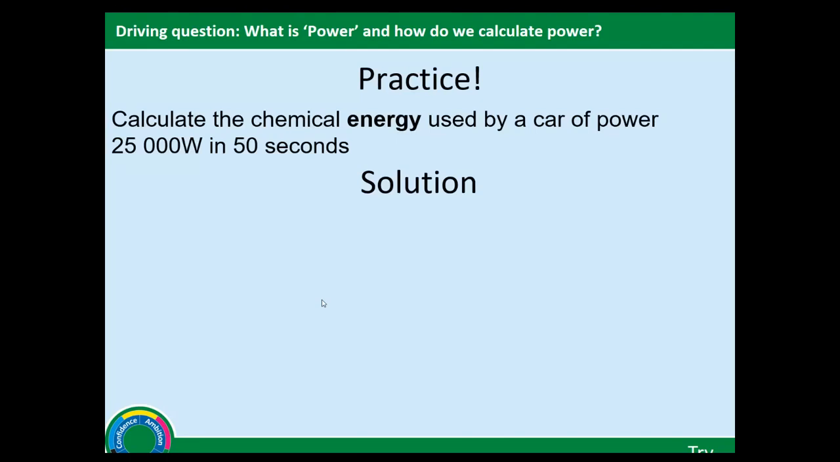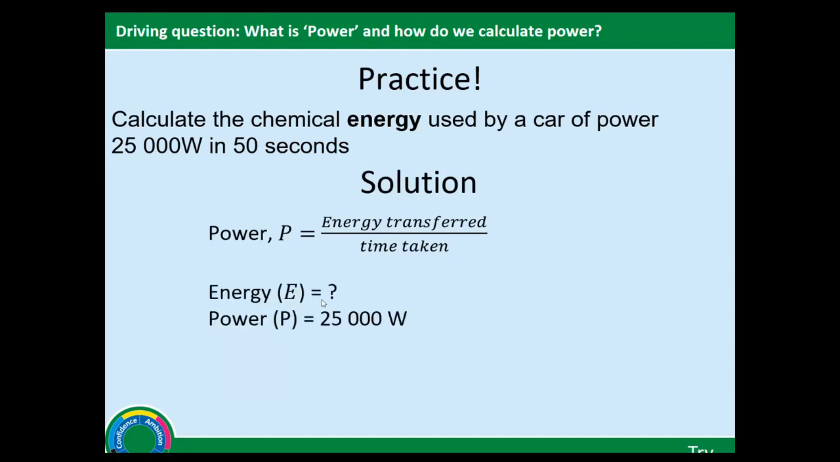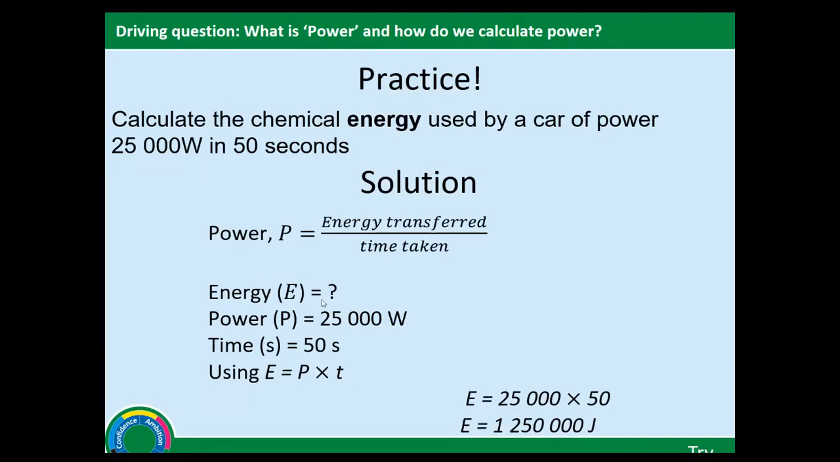So the question says, calculate the chemical energy used by a car of power 25,000 watts in 50 seconds. First thing, we write down an equation. We look at the quantities given to us in the question. We're given a power, 25,000 watts. We're given time, 50 seconds. We have to find the energy. We arrange the equation until we get E equals P times T. Substitute into the equation, and we get 1,250,000 joules of energy. Hope you had that correct.